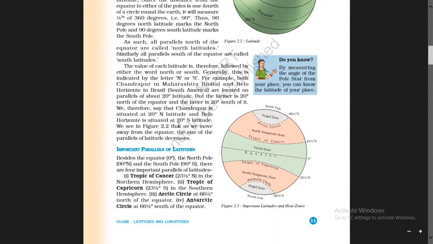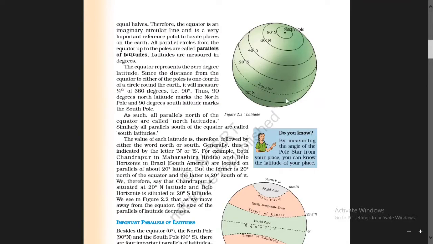We see in figure 2.2 that as we move away from the equator, the size of the parallels of latitude decreases. So in figure 2.2, see boys, we find that as we move away from the equator, whether towards the North Pole or the South Pole, the size of the parallels of latitude decreases. It becomes smaller and smaller.